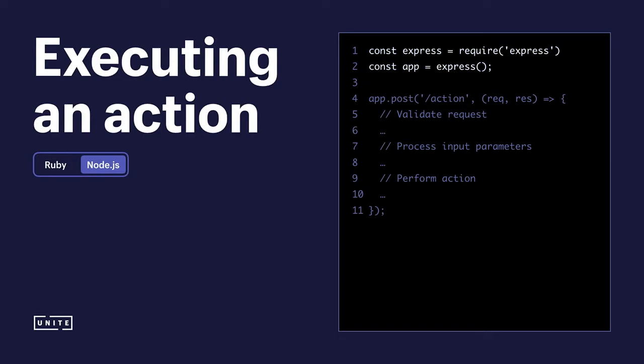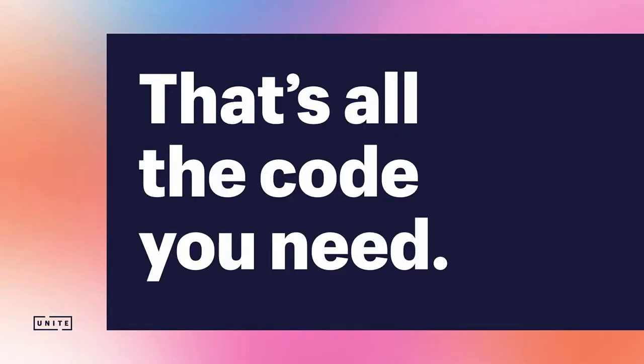The first step is to load the library and create a new app by calling the Express function. And then we are ready to set up our app to respond to Flow. All we have to do is register a new URL handler for the URL we specified in the partner's dashboard earlier. And all the endpoint needs to do is validate that the request comes from us, process the input parameters, and perform the actual action. And that's all the code you need.